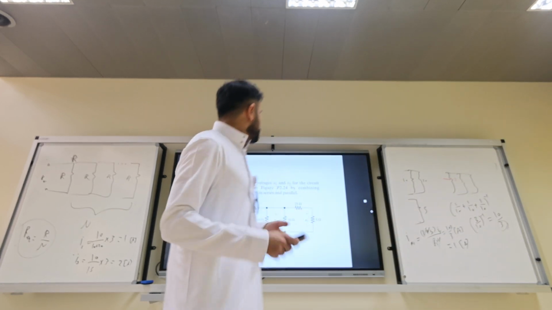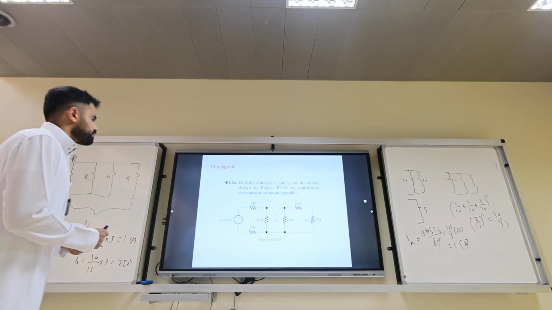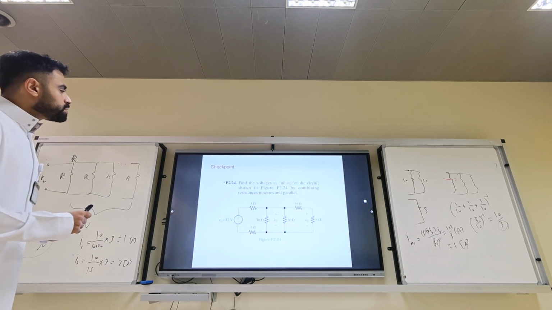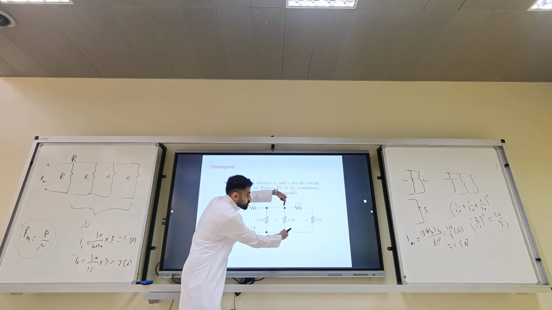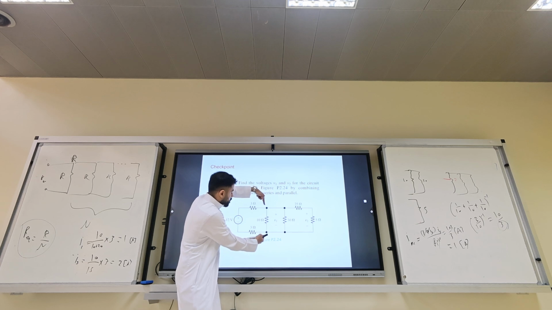So let's mess around with this circuit. Find the voltage V1. So when I put V1 here, it means V across the 30 and V across the 10.